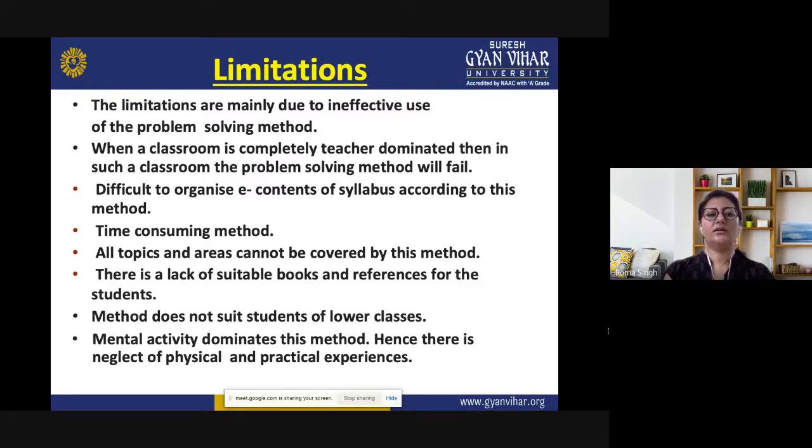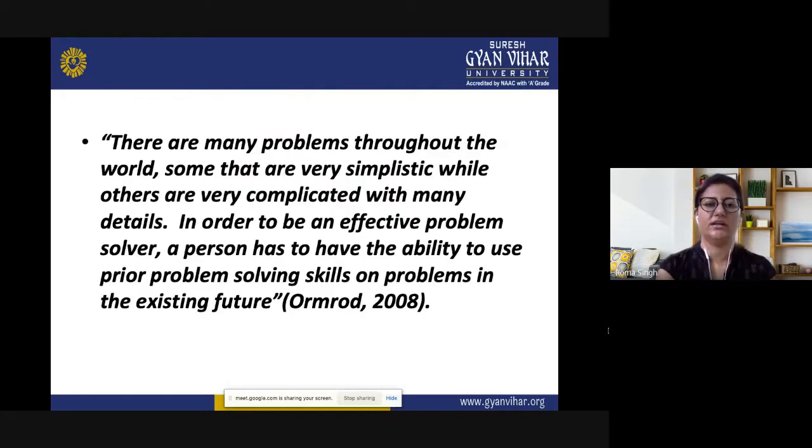But still, there may be limitations and disadvantages of this method. But if a teacher wants, with the mixing of various strategies, they can make this method successful in their class, utilizing the various teaching methods which they are learning in their training. So with this, we can successfully utilize this kind of method in our class.